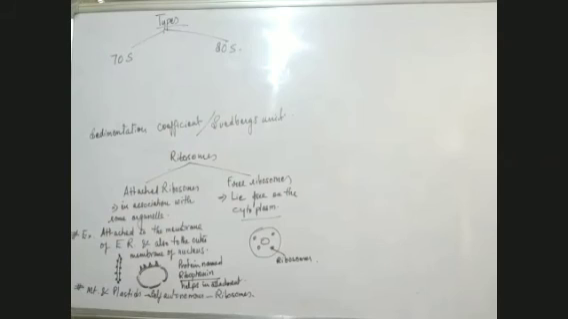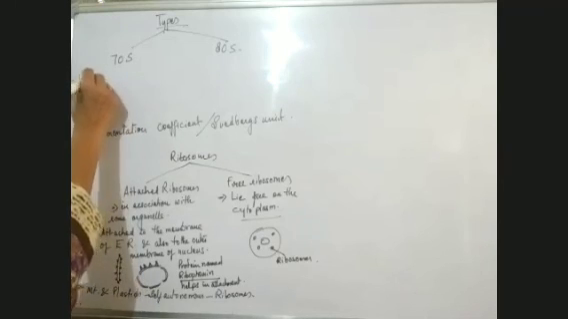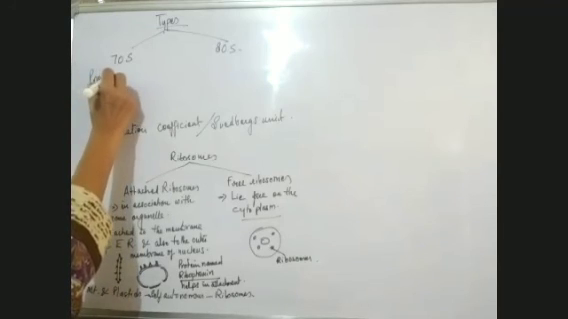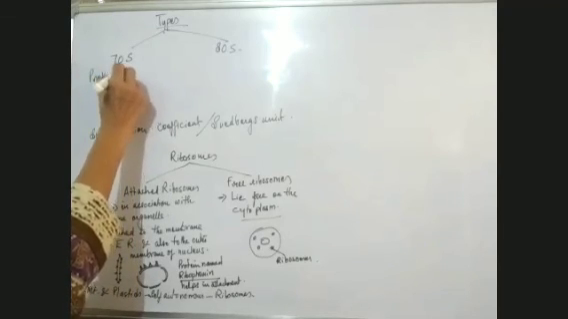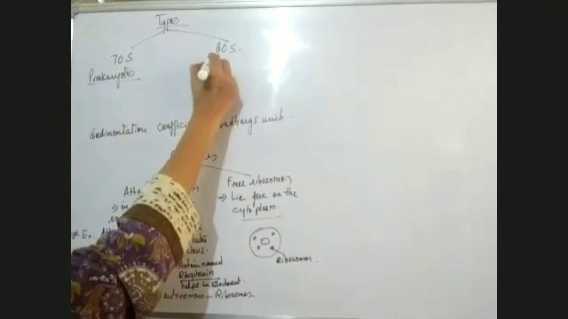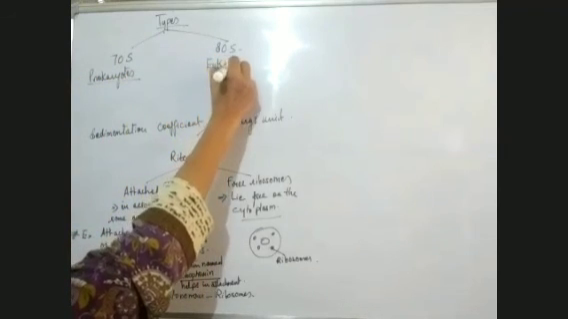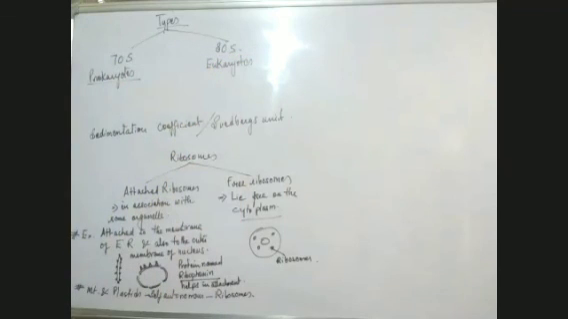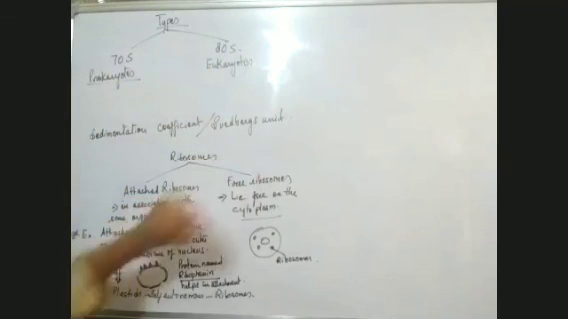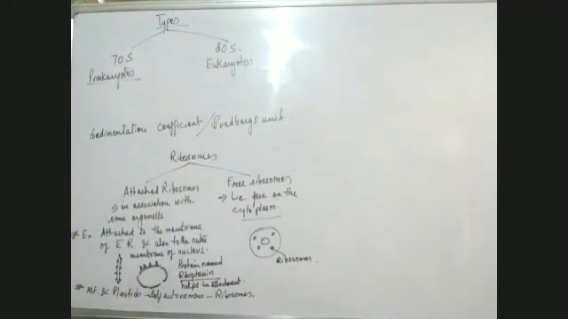Okay. Now, there are two types of ribosomes, 70S type and 80S type. This 70S type of ribosome is found in prokaryotes. Prokaryotes, that means bacteria. These are found in prokaryotes, and 80S is found in eukaryotes. Now, what is this sedimentation coefficient or Svedberg's unit? Before I start with this, I'll have to let you know.